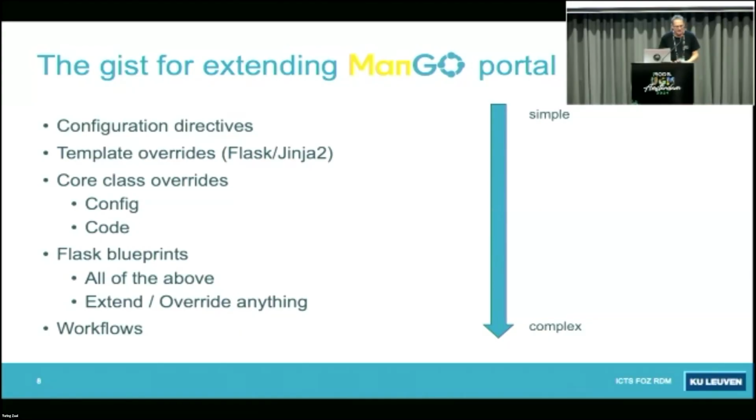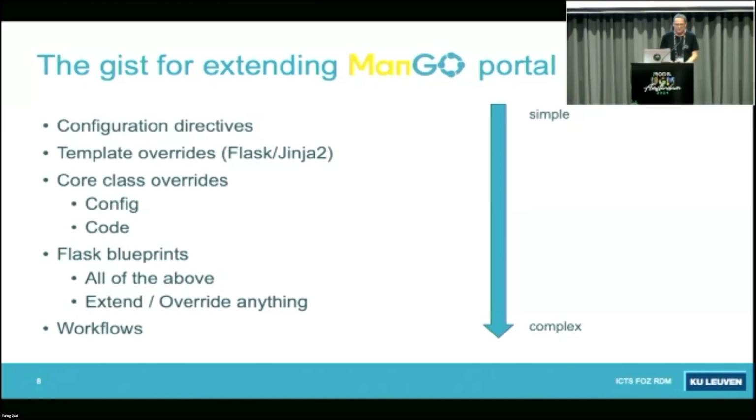Another part where you can change the ManGO portal is by doing some overrides on core classes. There are a few of them available already out of the box. I will give you an example a little bit later. So basically, there is also an override by saying, okay, for this instance of the ManGO portal, I want to have this module active, and the default is not what I want. But you can also code your own.